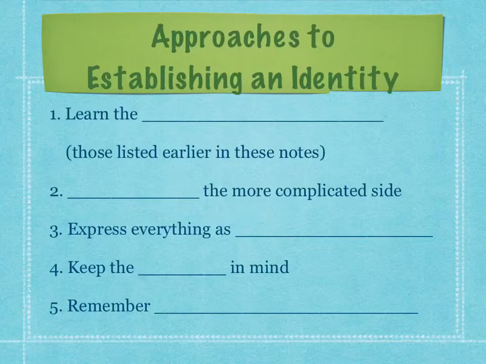So let's talk about some of the different things you can do. I told you a bunch of things you can't do, which are the things you might normally have thought of. So what are the things you are allowed to do? The first thing you should do is learn the fundamental identities. The fundamental identities are those listed earlier in these notes.